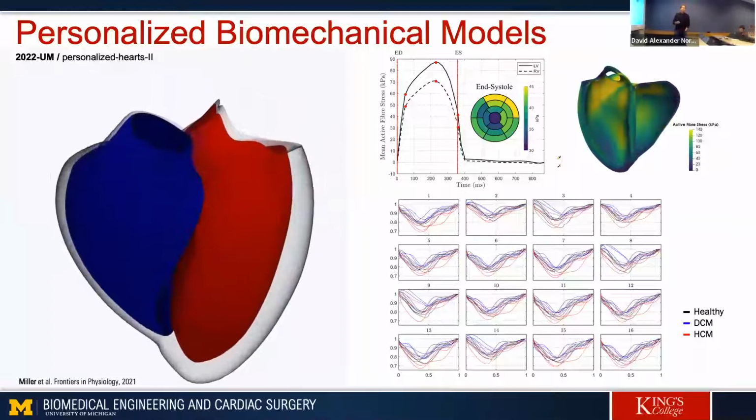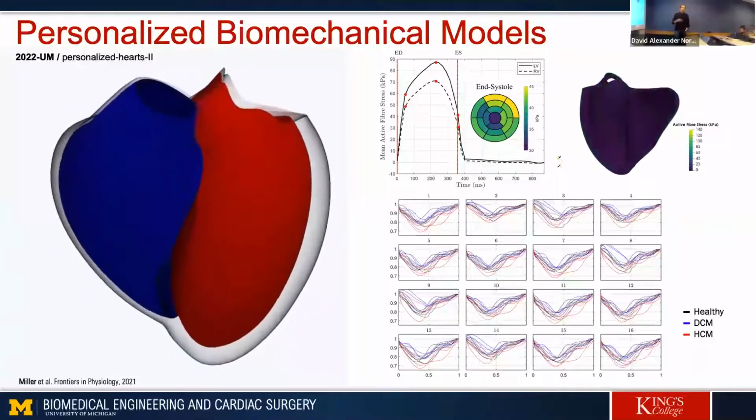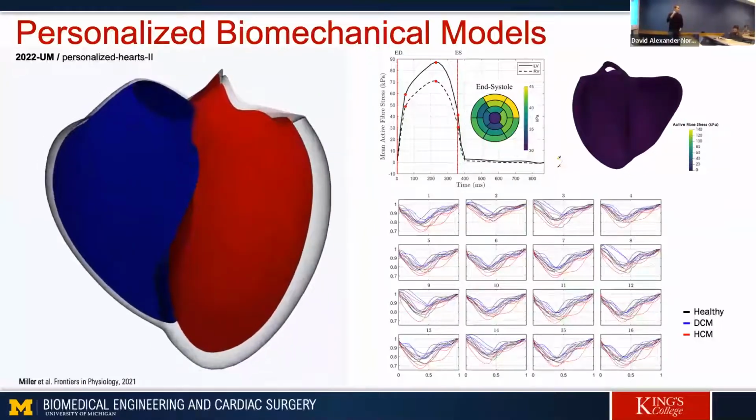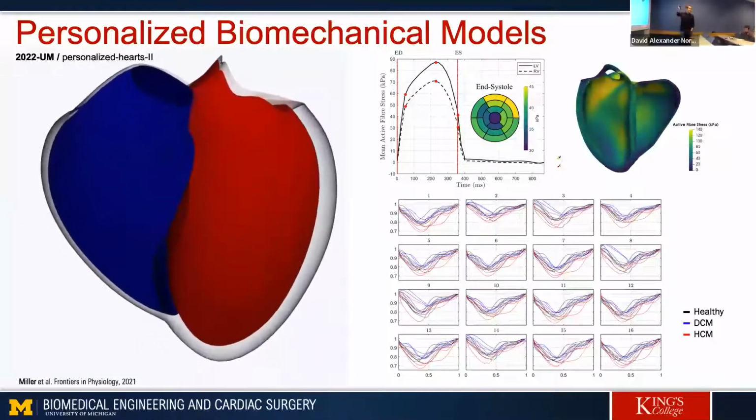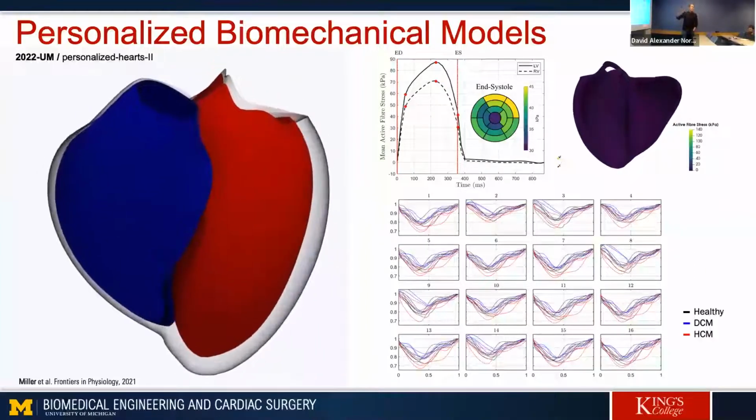So it gives you some idea of function and how it's comparable between healthy and diseased hearts. And you can also start to look at things like fibrosis. This is something where we can use fibrosis imaging and embed that into this computational pipeline and basically try to account for the physics that are happening there.